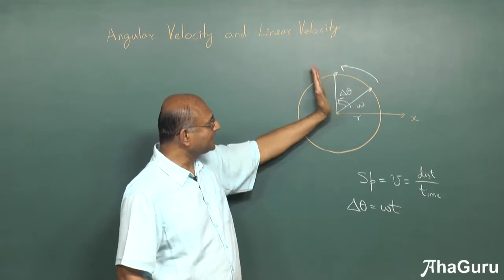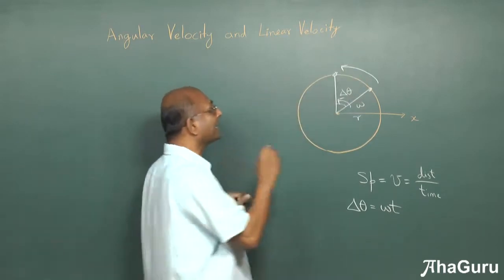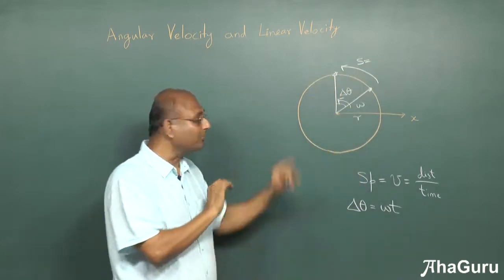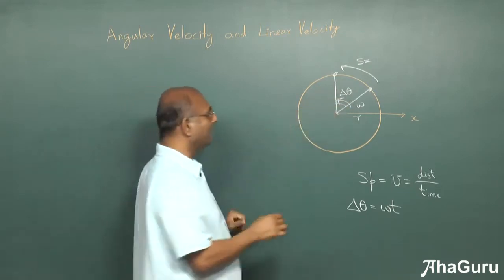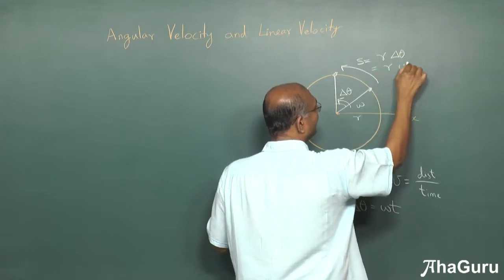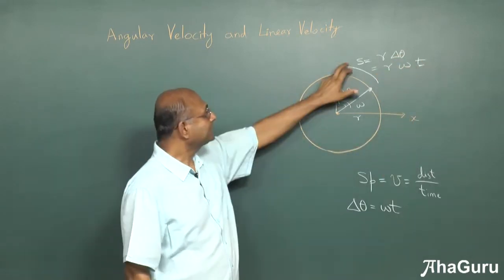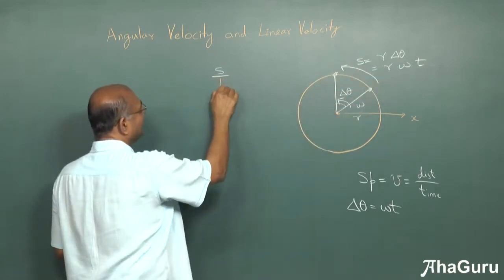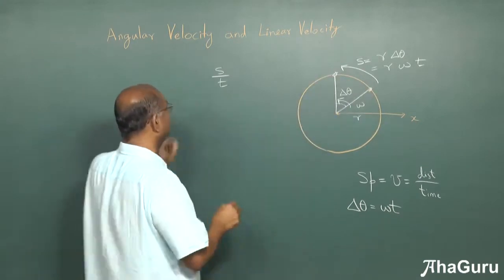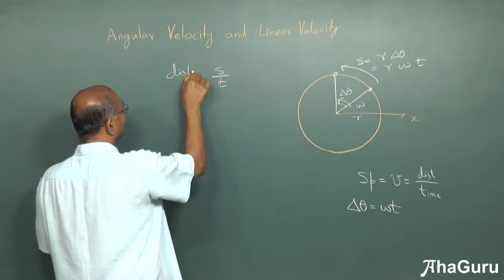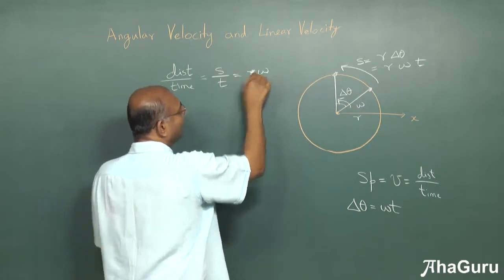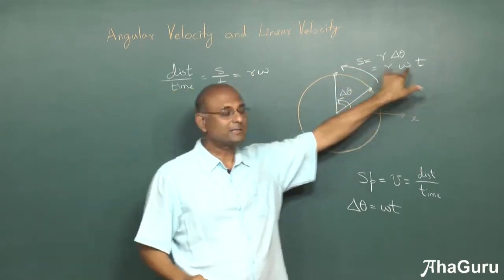Okay, if this is delta theta, then what is the arc length? What is S? S, the arc length, it's not displacement, it's arc length. How much is it? It is r times angle. Angle now is delta theta, so it is r times delta theta, which is r times omega t. So what is S by t? S right now is actually the distance traveled by this particle. The particle travels along the circle, so it has traveled a distance of S. So this is actually distance, not displacement, distance by time. How much is that? R omega, because S is r omega t, so S by t is r omega.